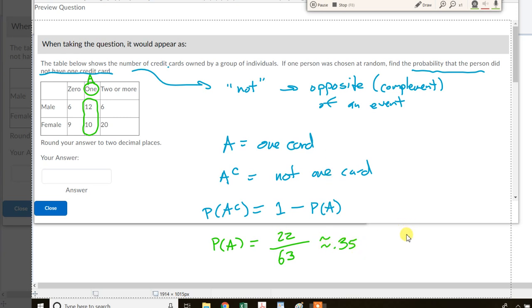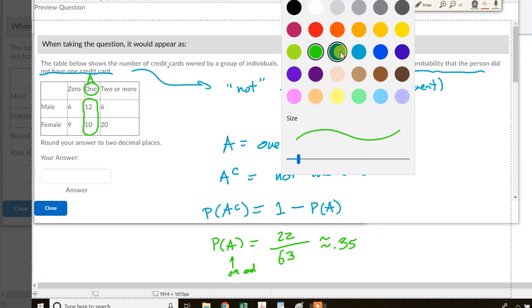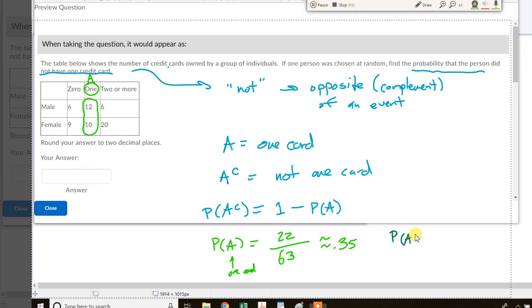Now what's the probability of A complement? Probability of not 1 card. So the probability of not 1 card, opposite, so not 1 card. That's supposed to say not. Sorry, it looks like net, but it's not 1 card. It is going to be 1 minus the probability of 1 card, which is going to be 1 minus the 0.35, which is about what? 0.65, right? Now, that's using the complement rule.